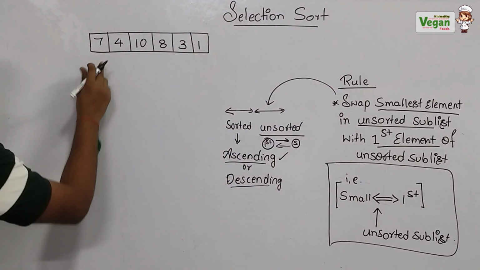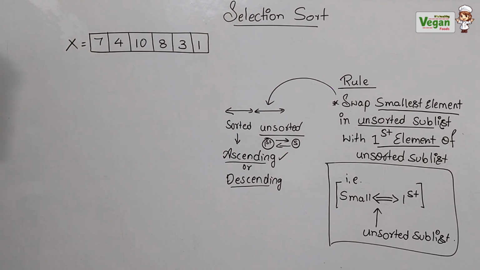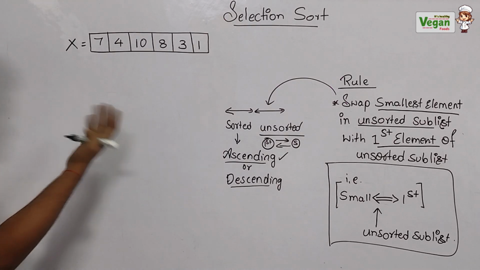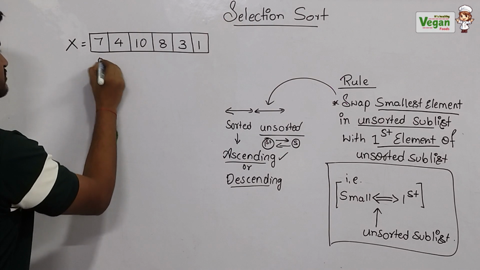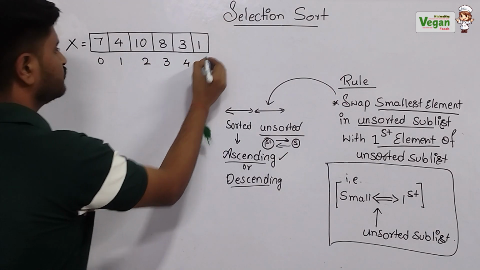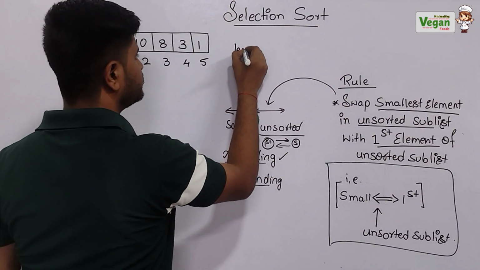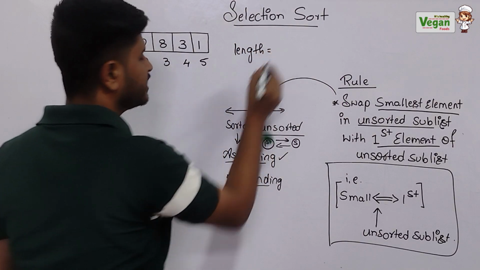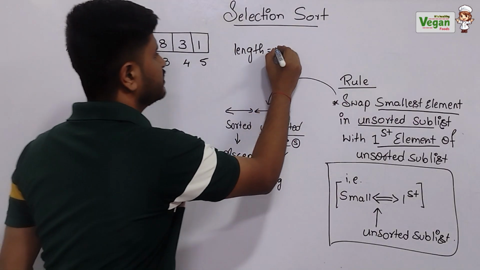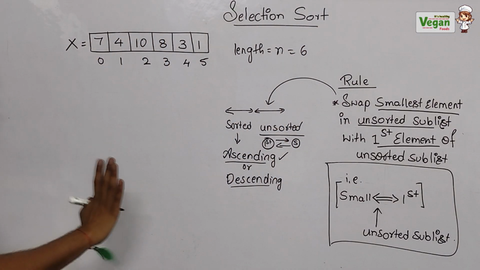Now to solve this problem, first name the given list of elements, or the array. I have named it as x. You can use any variable. Next, index them 0, 1, 2, 3, 4, 5. So 0 to 5 means what will be the length of the array? The length of the array is the total number of elements. N is equal to 6. 0 to 5 means a total of 6 elements.